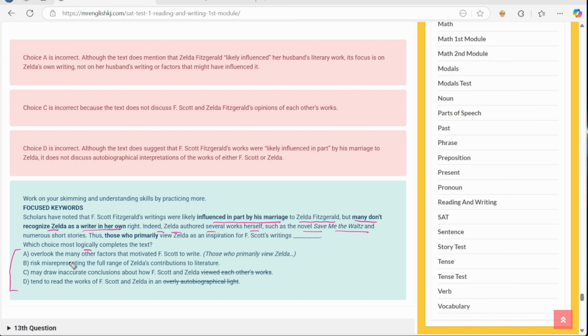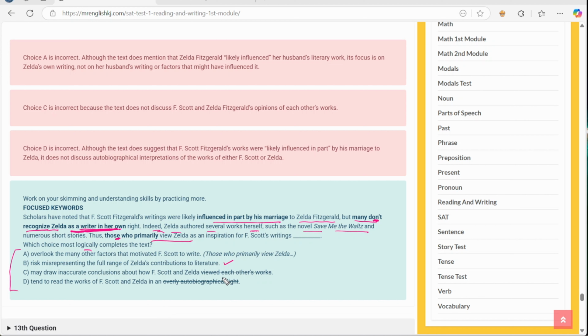Okay, overlook the many other factors that motivated F. Scott to write. Well, here it is talking about those who primarily view Zelda as an inspiration. So those means here they are talking about Zelda's fans. It is not about F. Scott. It is about Zelda here. Okay. Risk misrepresenting the full range of Zelda's contribution to literature. Yes, people misrepresent her full ability, full potential, as you can see here. Right. A writer in her own right. They don't recognize it. This makes more sense.